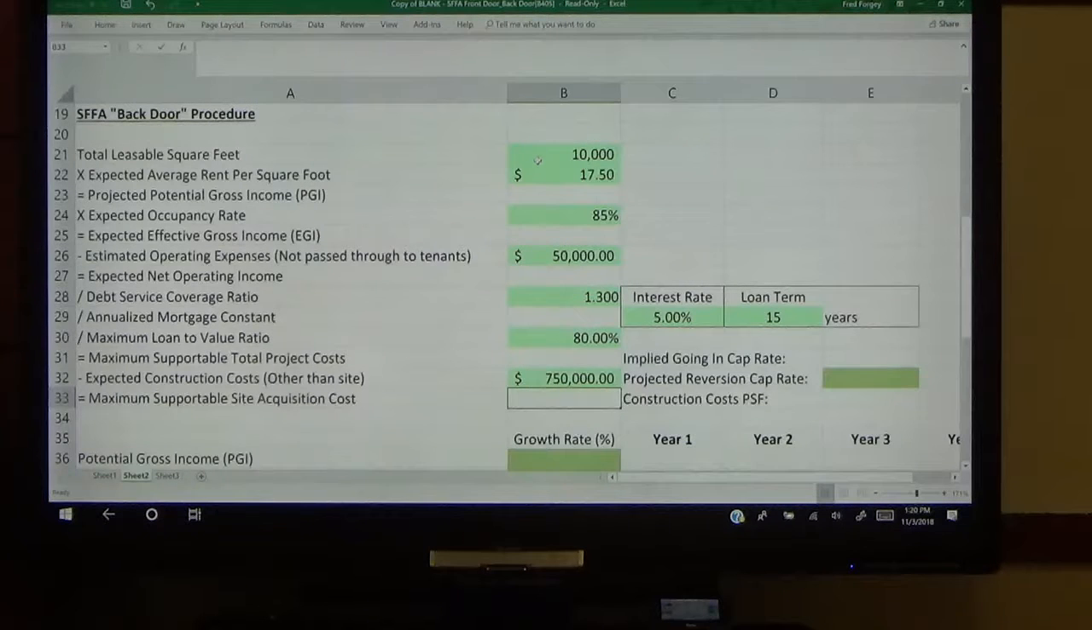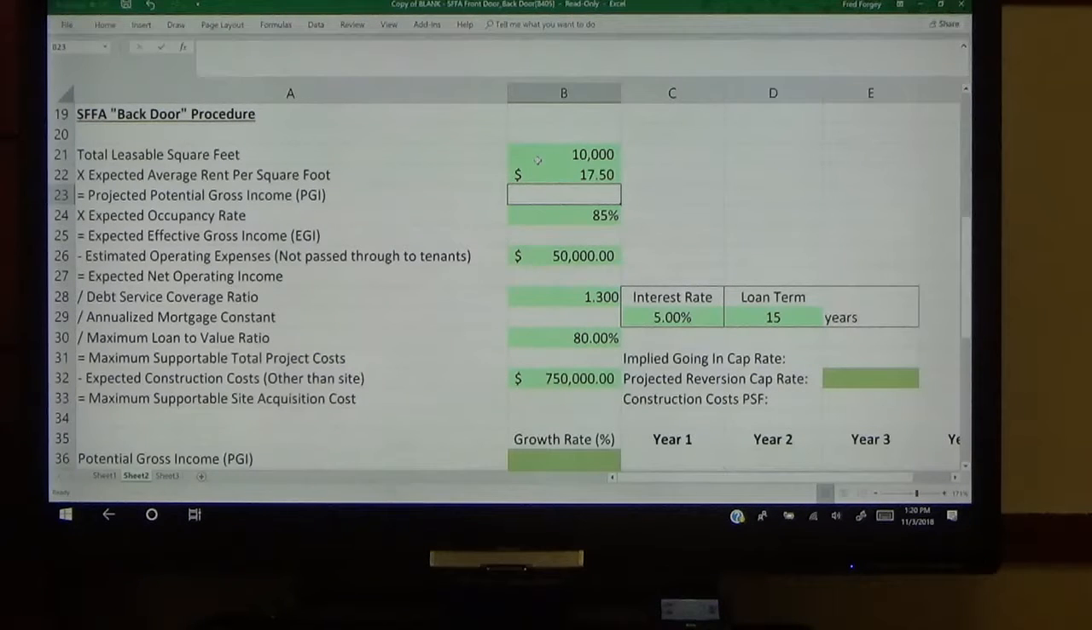B29 is formatted as a currency by accident. Oh, you understand? Okay, let's see if we can go ahead and do this real quick.